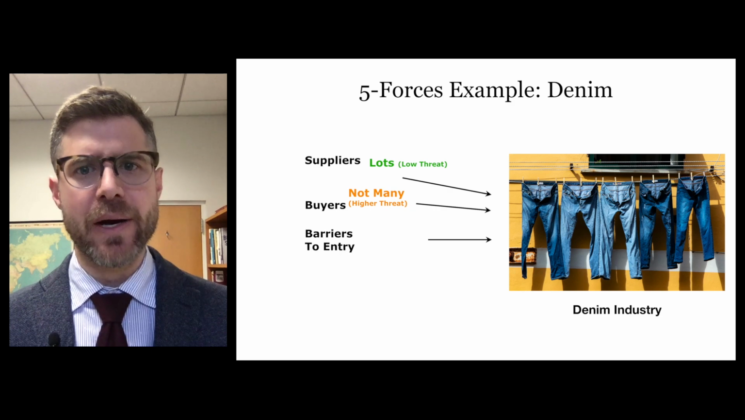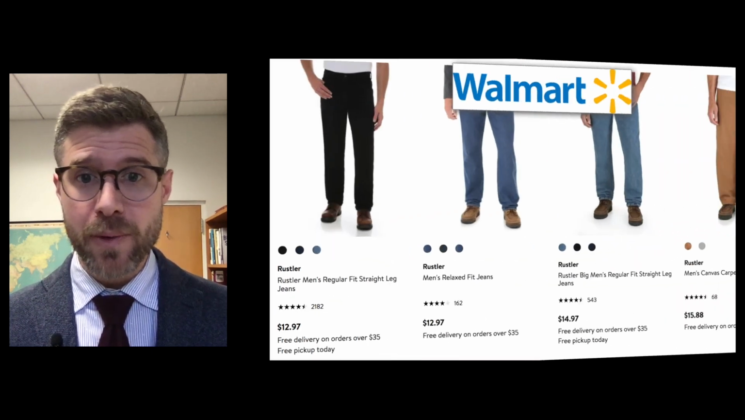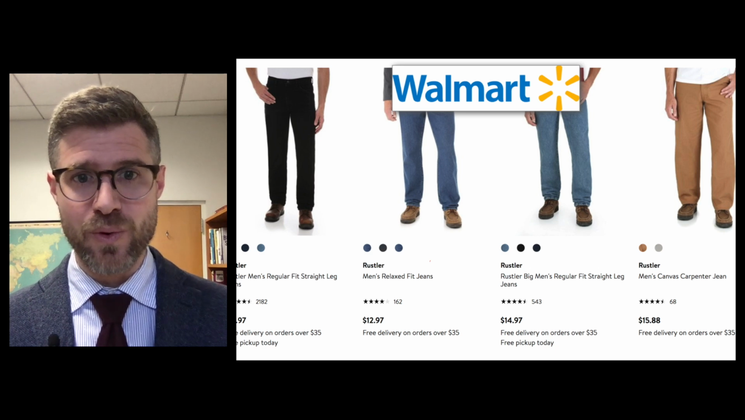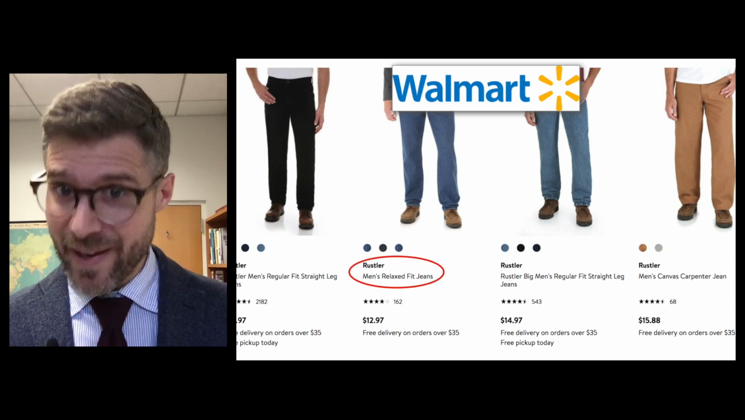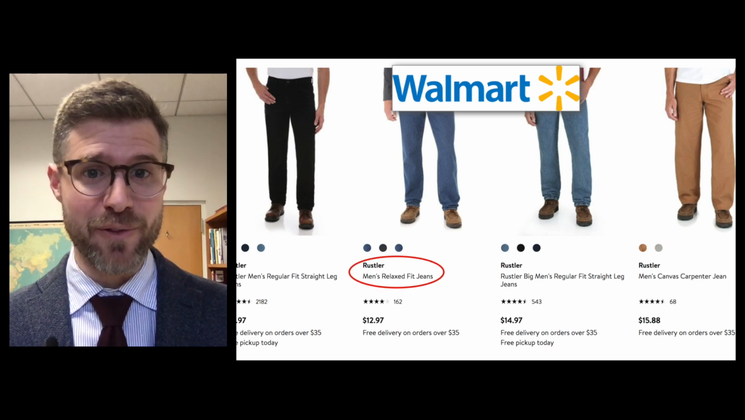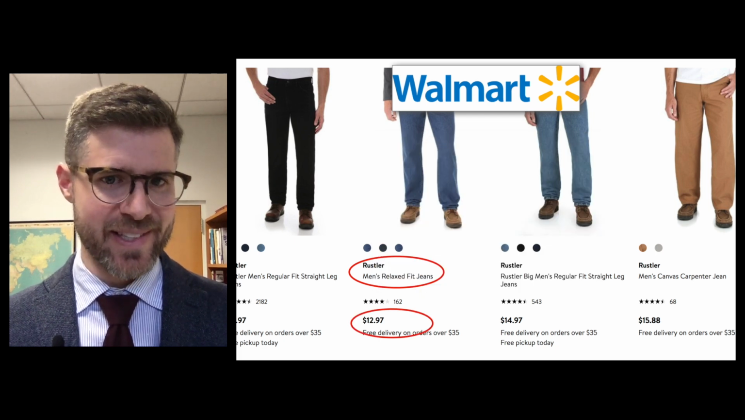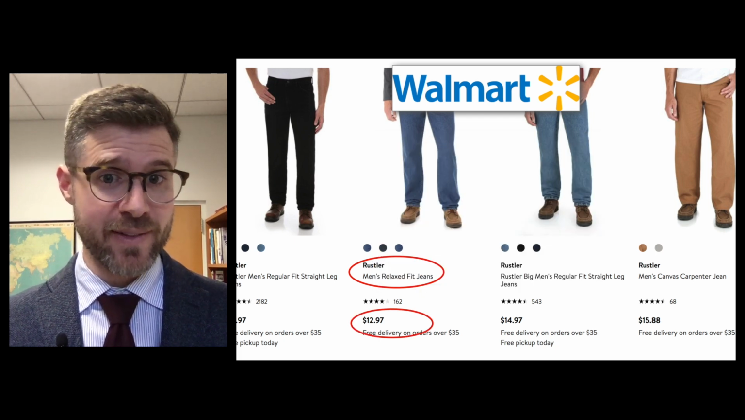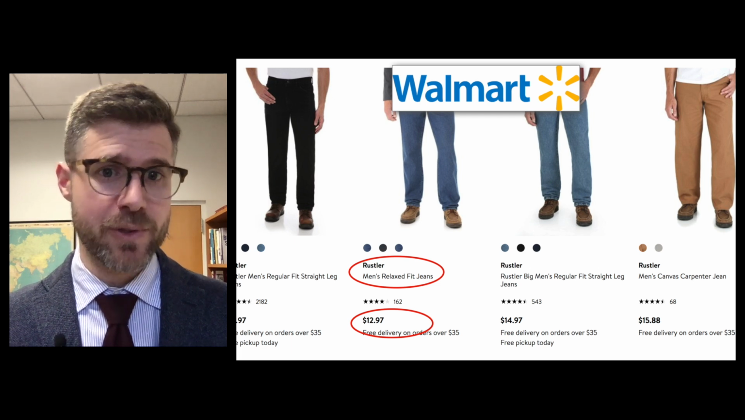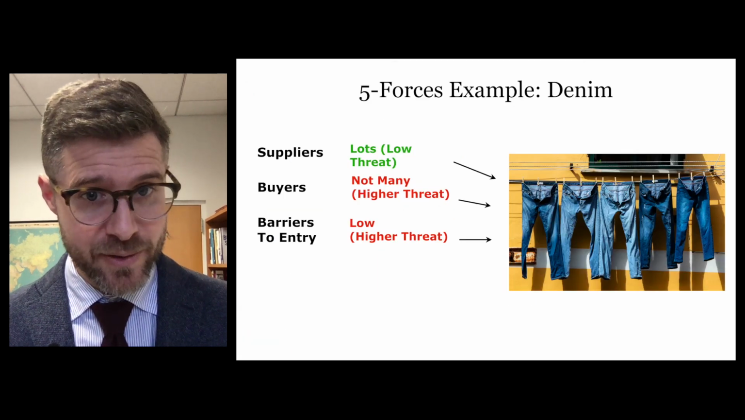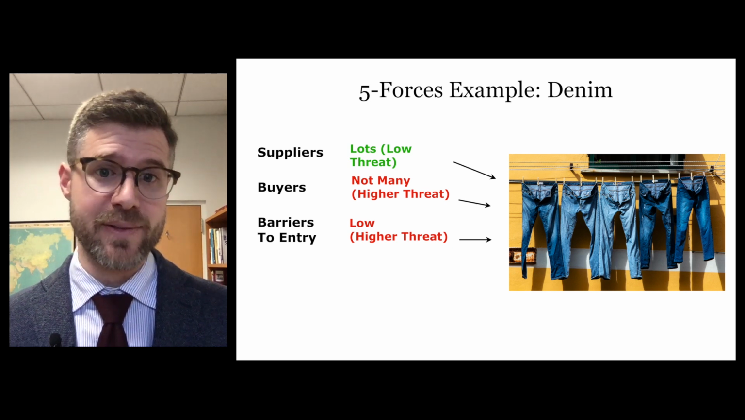The next force is barriers to entry. I went to the Walmart website to look at their jeans selection. I found this brand called Rustler, which I suspect is meant to be a generic for Wrangler. Their jeans are only $12.97. This leads me to believe that generic denim companies are common and able to produce quite cheaply. Therefore, the jeans industry has low barriers to entry, which results in higher threats to profit.